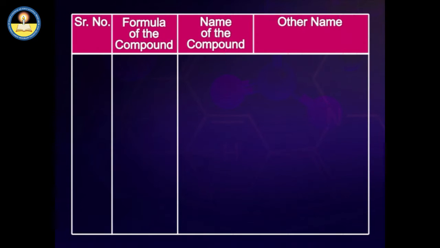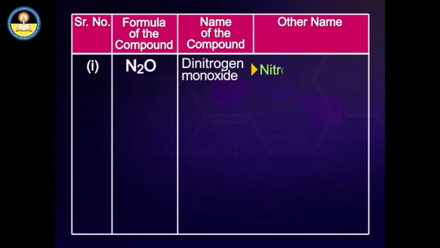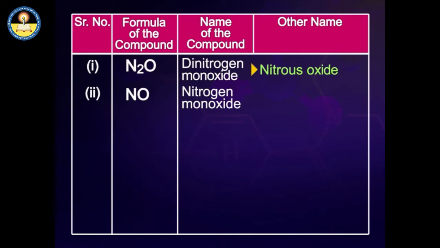Let us try to name compounds formed by nitrogen and oxygen. The formula of the compound is N2O. The name of the compound is dinitrogen monoxide. It is also named as nitrous oxide. Similarly, the formula is NO. The name of the compound is nitrogen monoxide. Its other name is nitric oxide.